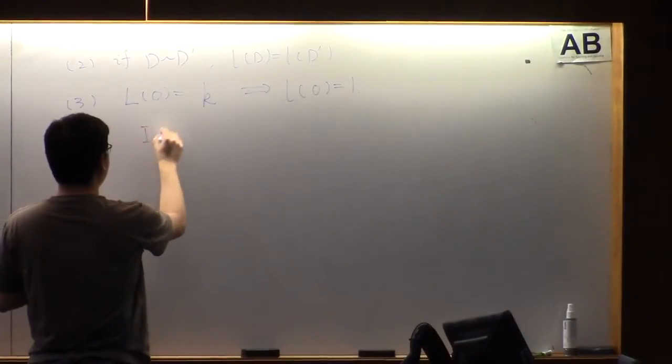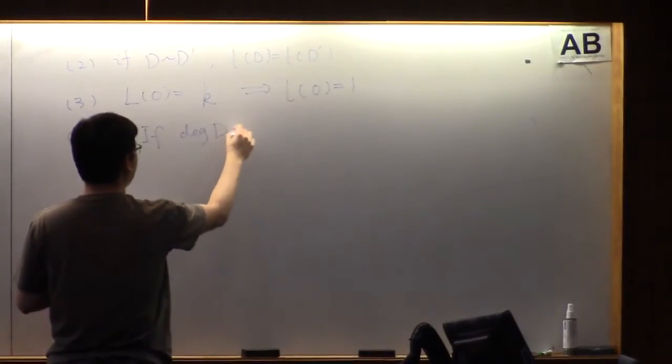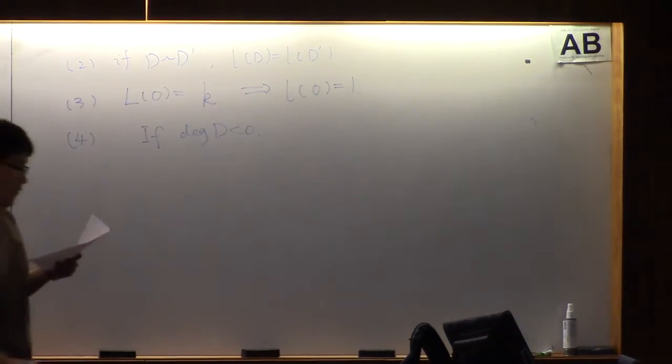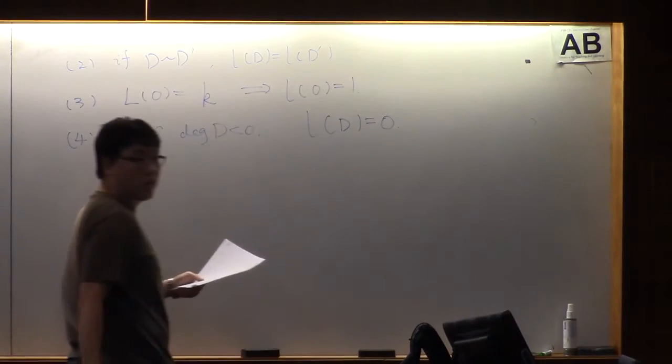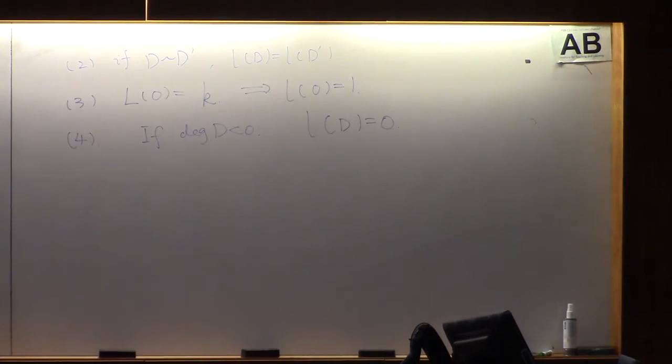Finally, if you start from a divisor whose degree is negative, then the dimension of this vector space is 0, or in other words, this set consists of a single element, namely 0, the 0 function. Because if the sum of these two divisors is effective, in particular, its degree must be non-negative.